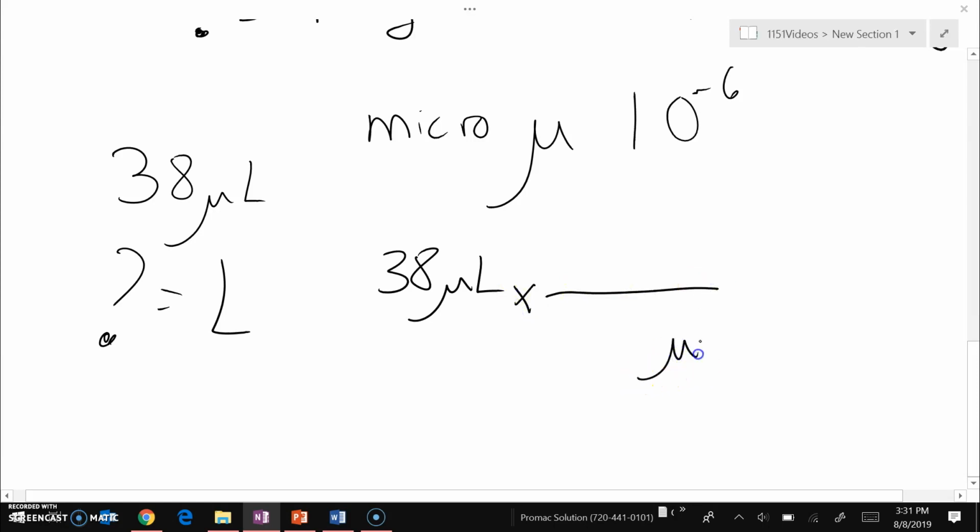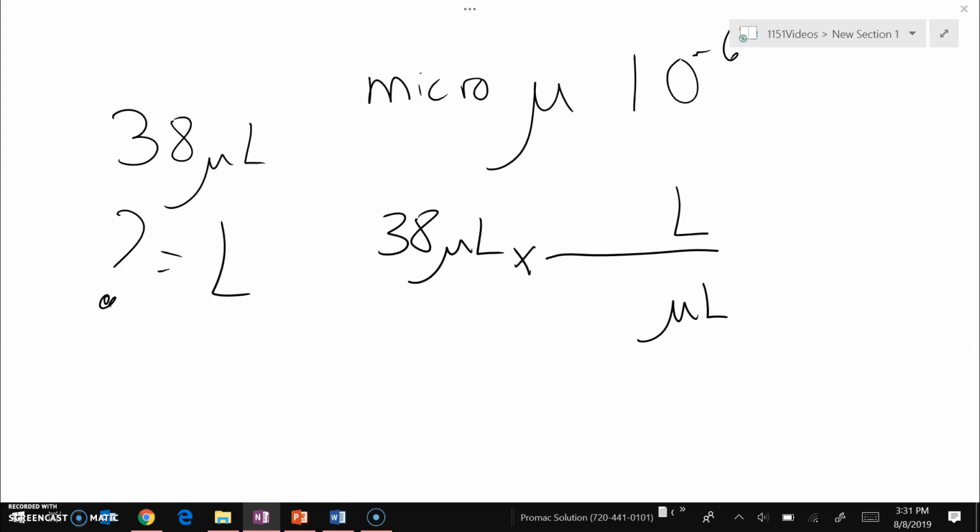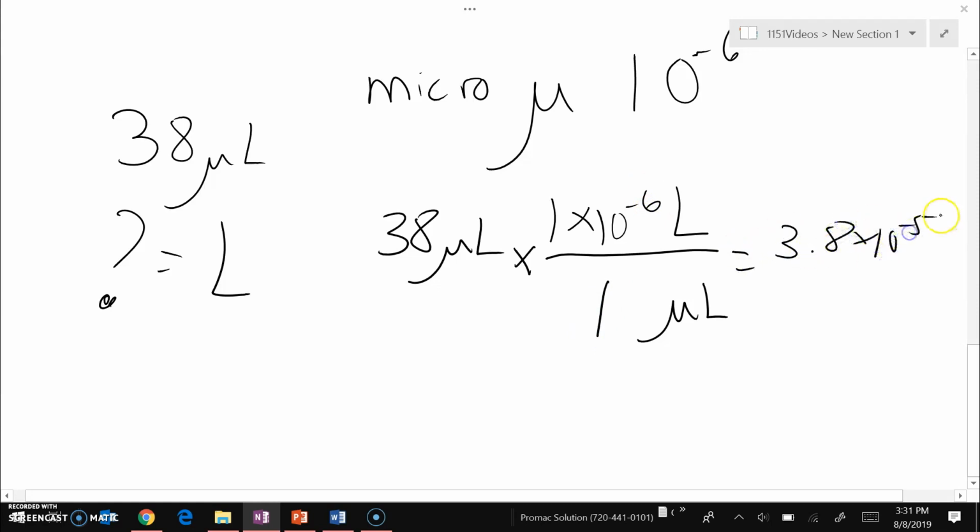Conversion factor. Microliters is on the bottom, liters is on the top. Which one of those is the base unit? The liter. So that ugly number goes with the base unit. And a 1 goes with the microliters. So that gives you 3.8 times 10 to the negative 5 liters when you actually punch it into your calculator.